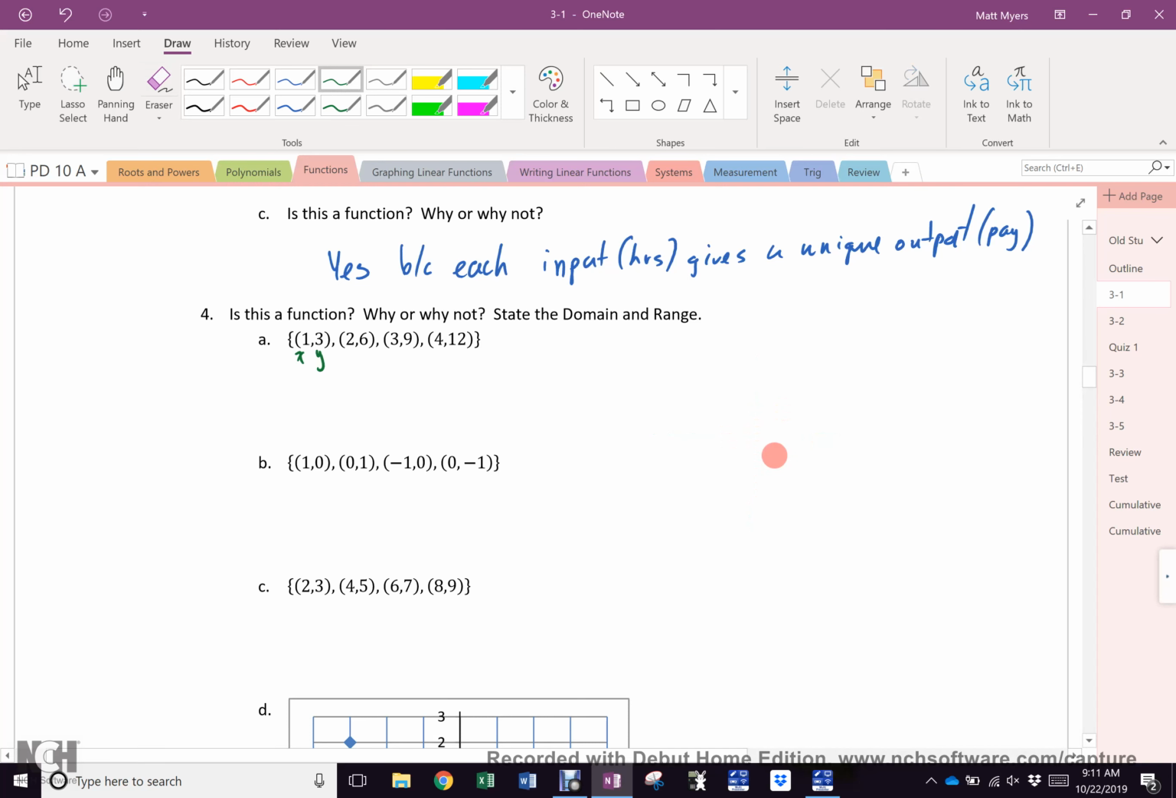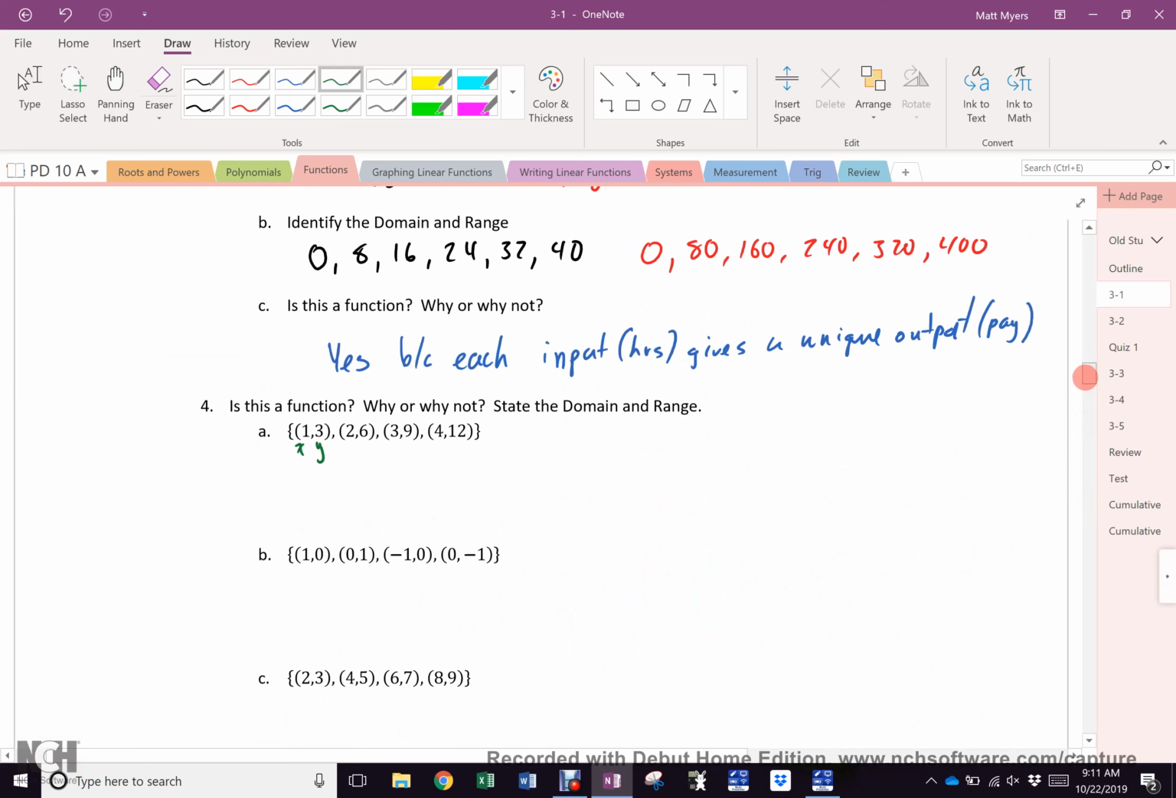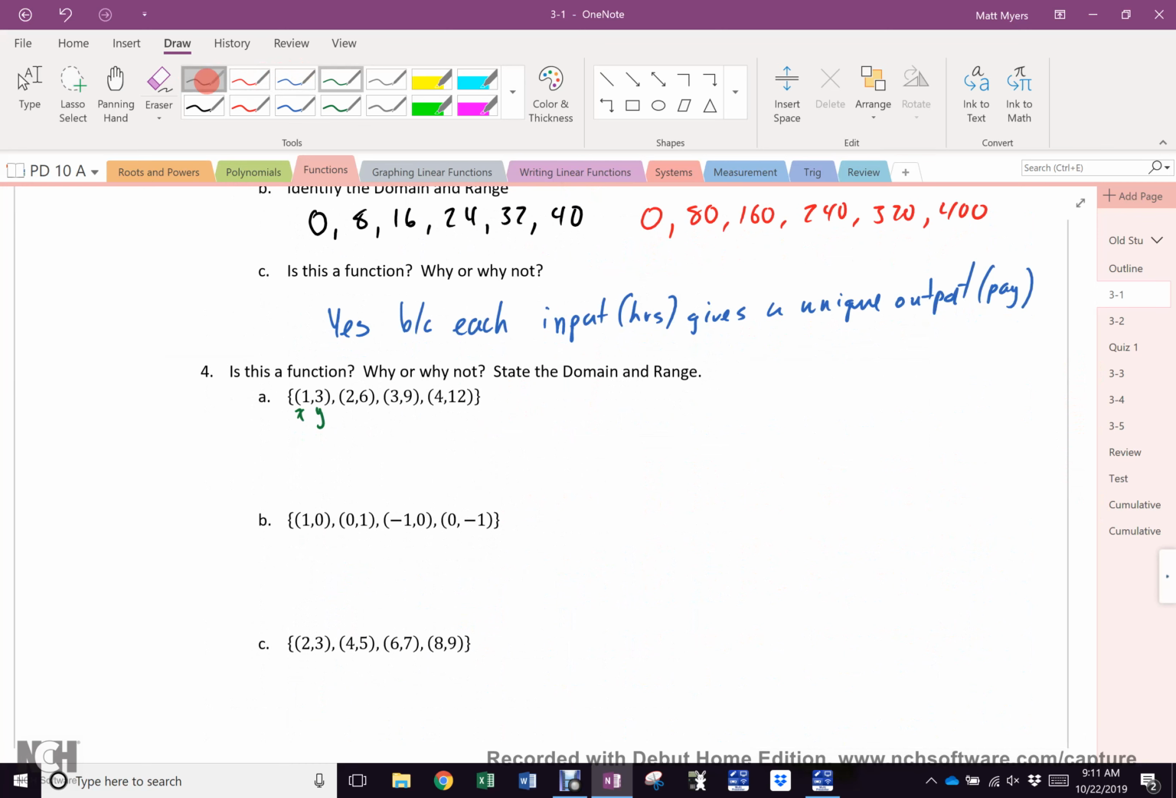Okay, so X's are our which? Input, output, domain, or range, what are they? Input. X's are our input. So X's are our independent variable. So what is our domain in 4A? And I've been doing domain in black. What is our domain in 4A? 1, 2, 3, 4. What is our range, which I think I was doing in red? 3, 6, 9, 12. Function or not?